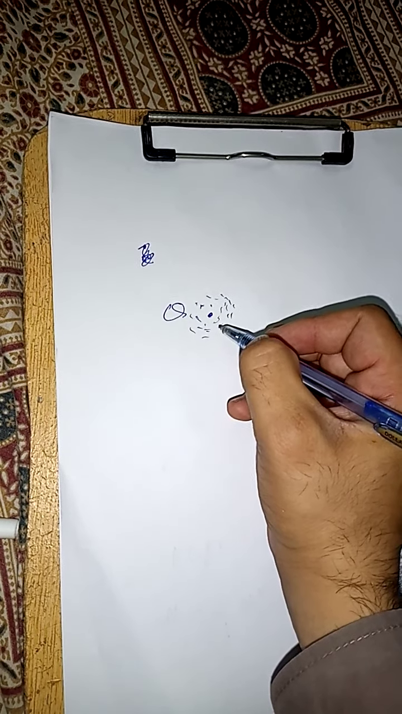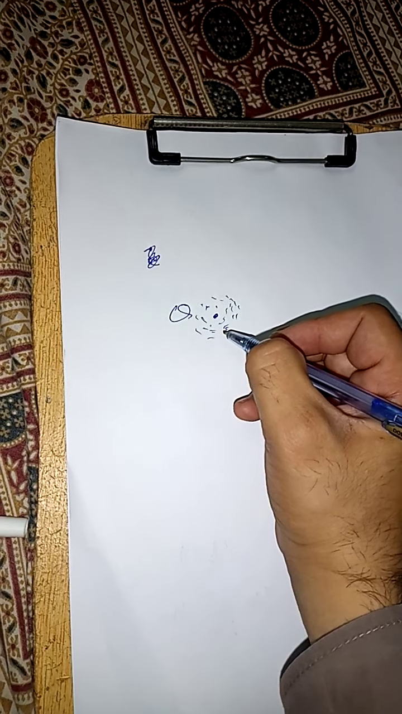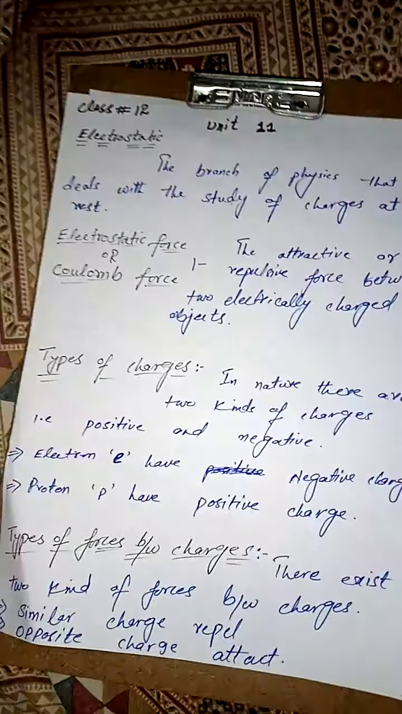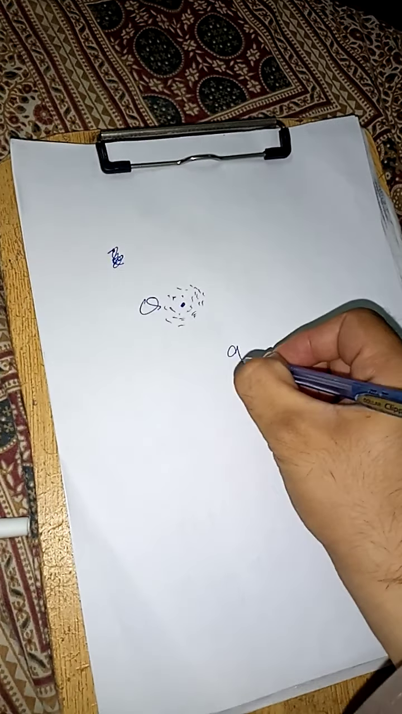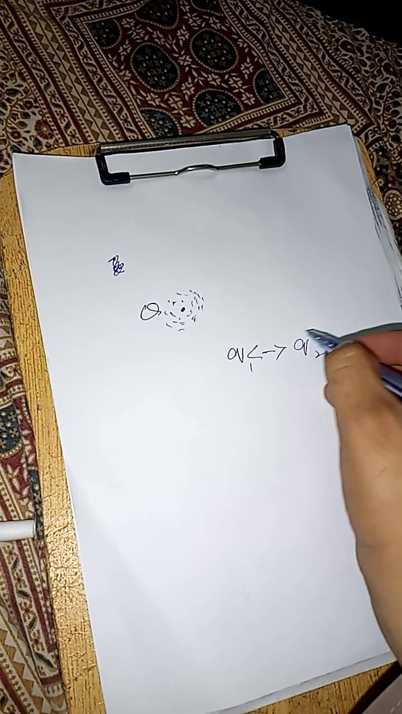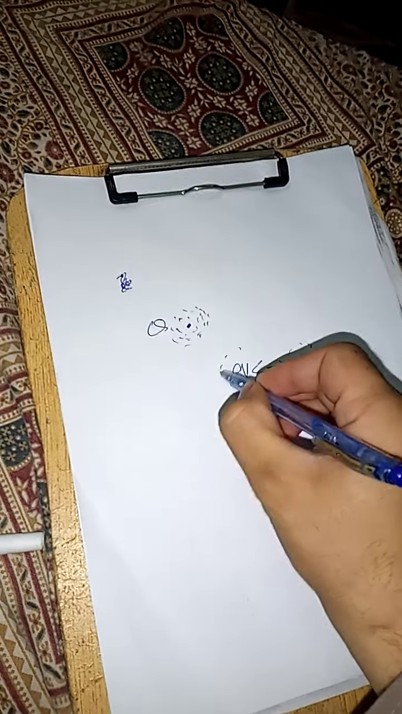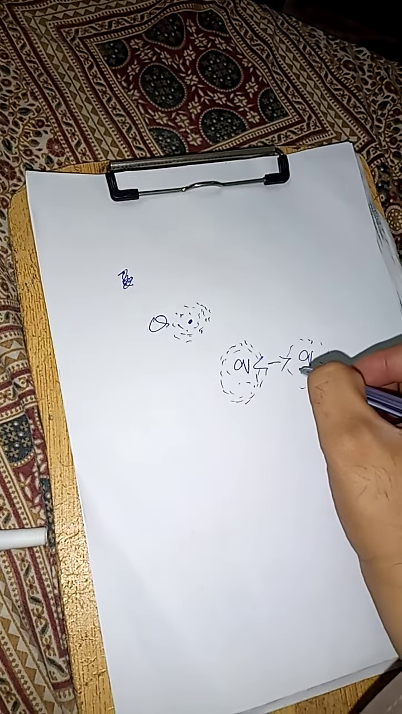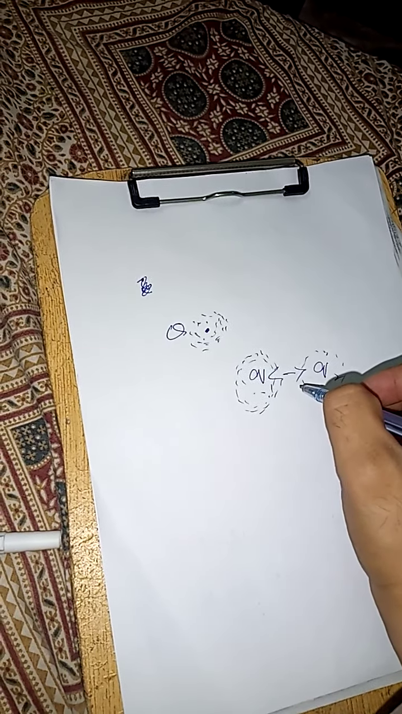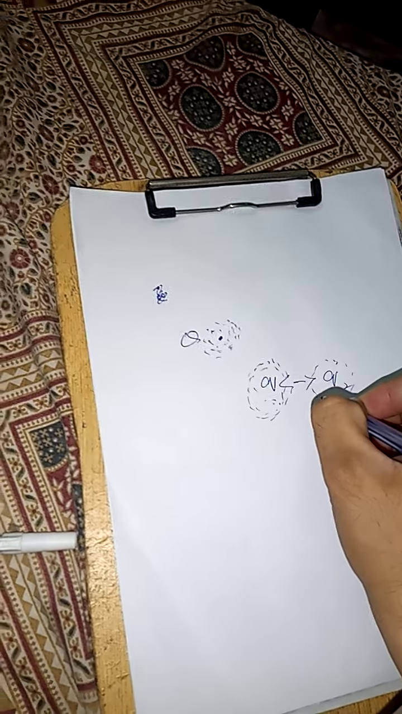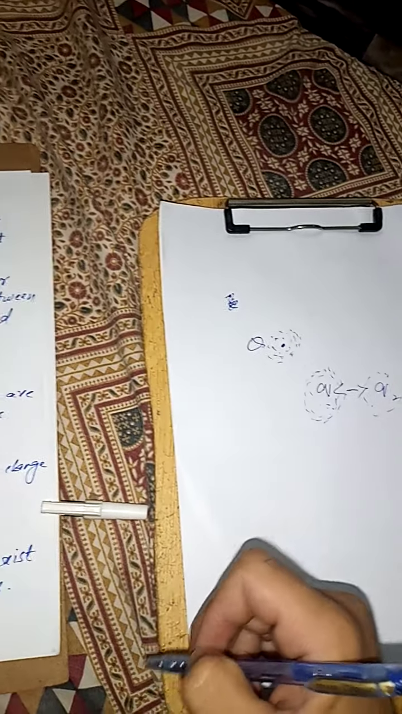We are only discussing static charges, so we will be discussing the electric field and other related terms. The next term is electrostatic force. For example, we have two charges q1 and q2, so there must exist a force between them because they have electric fields. These fields may be repulsive or attractive for one another. The force of attraction or repulsion between these two charges is called Coulomb force or electrostatic force.